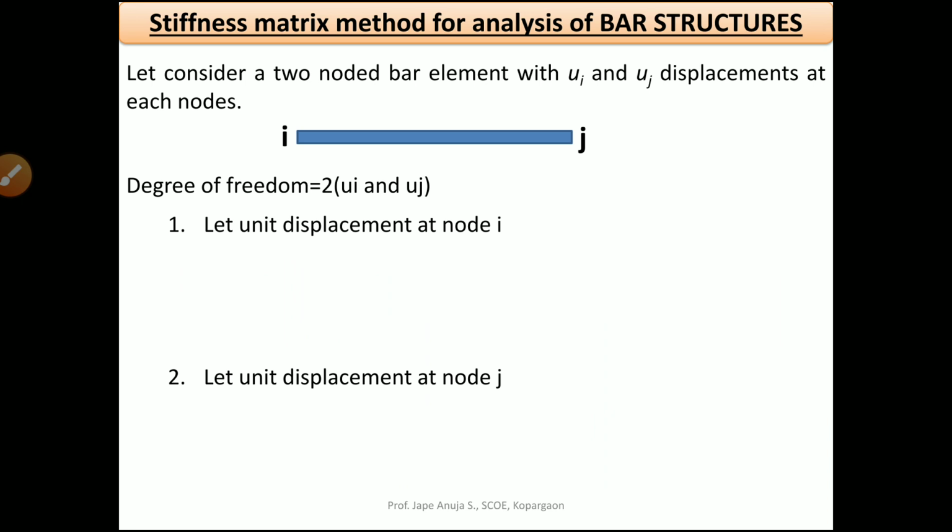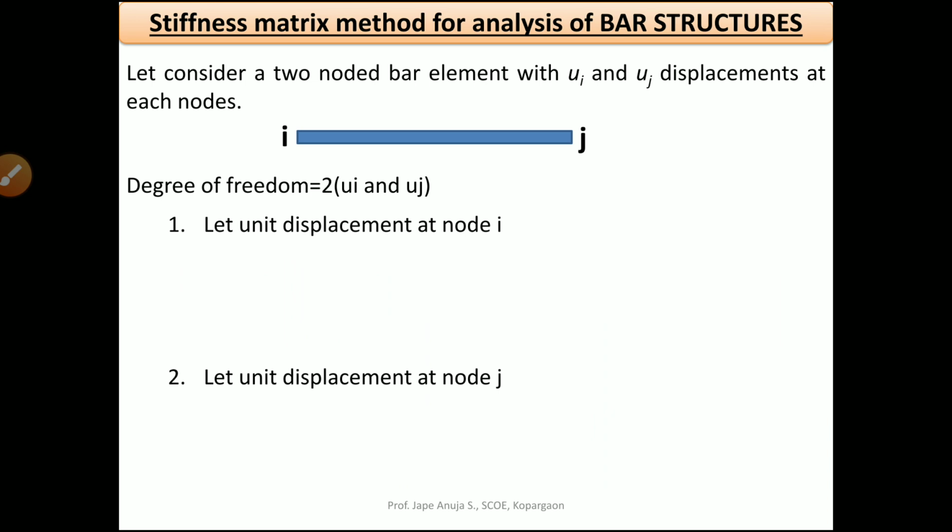Consider the stiffness matrix for analysis of bar structure. Here we have considered a two-noded bar. Node 1 is written as I, and the second node as J. Calculate the degree of freedom for this bar element. For a bar element, the degree of freedom is 1 at each node. So at node I, the degree of freedom is Ui, and at node J it is Uj. Ui and Uj are the axial displacements at node I and node J respectively.